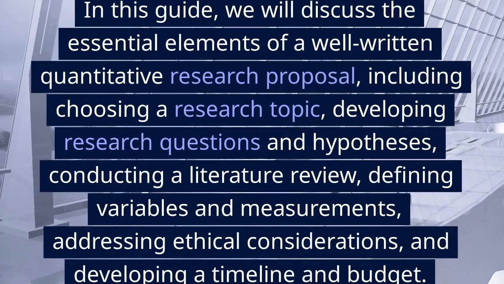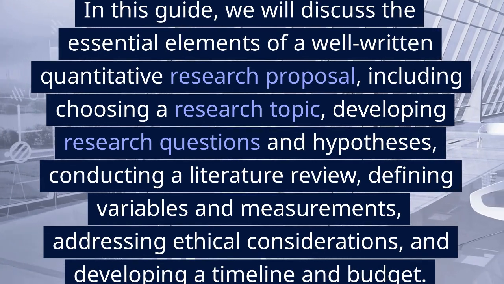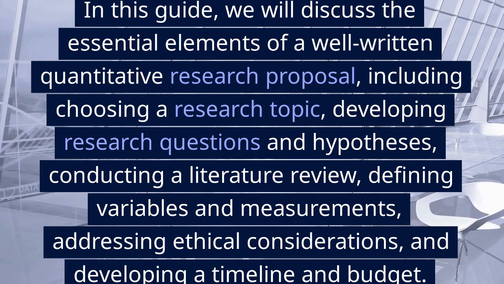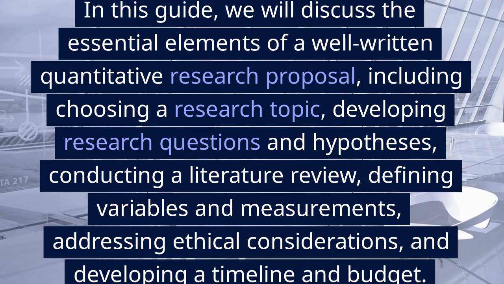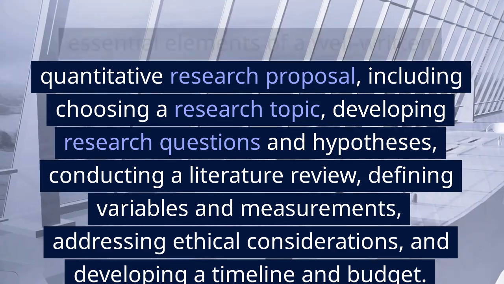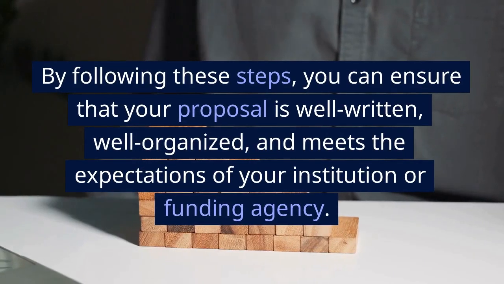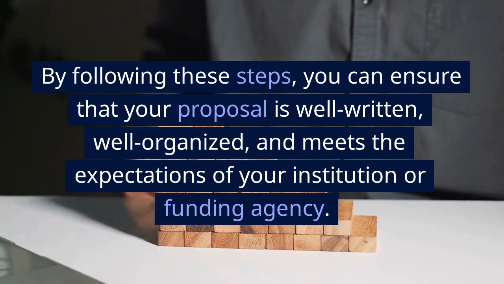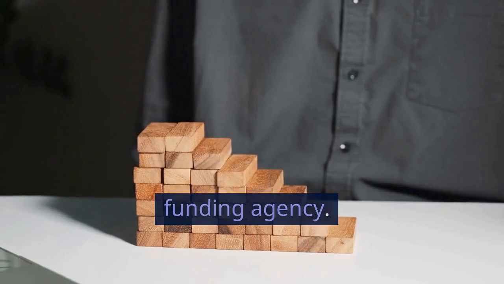In this guide, we will discuss the essential elements of a well-written quantitative research proposal, including choosing a research topic, developing research questions and hypotheses, conducting a literature review, defining variables and measurements, addressing ethical considerations, and developing a timeline and budget. By following these steps, you can ensure that your proposal is well-written, well-organized, and meets the expectations of your institution or funding agency.